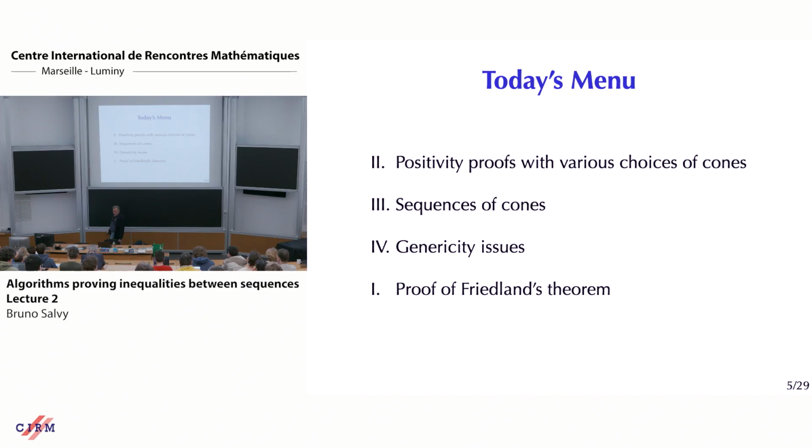Then I'll turn to sequences of cones that extend the method to areas that it did not capture at first. I will mention some of the things we can do for non-generic initial conditions, in some cases. And I will conclude with a proof of Frobenius theorem.